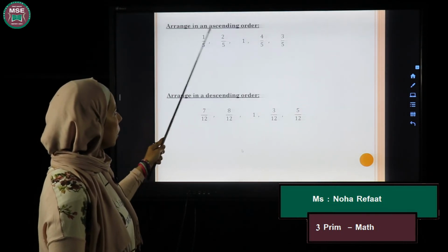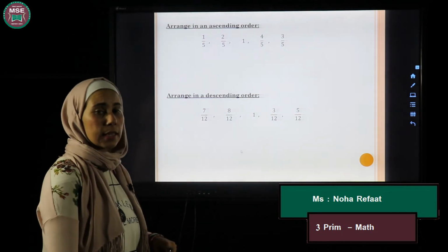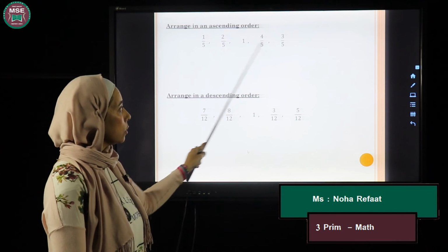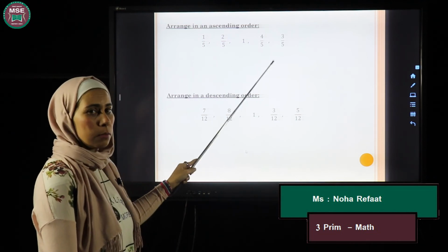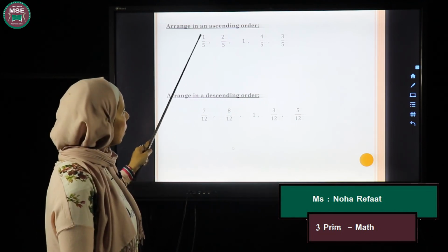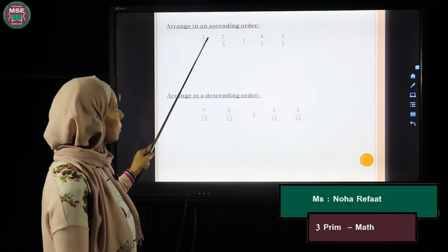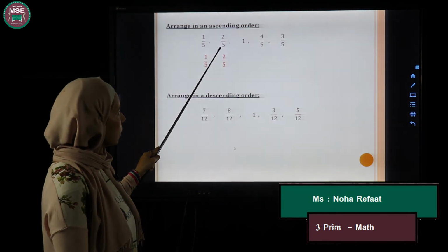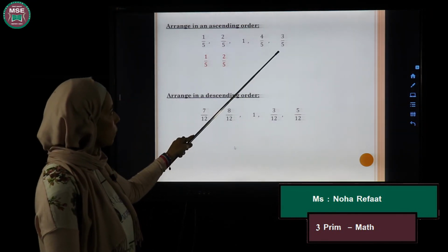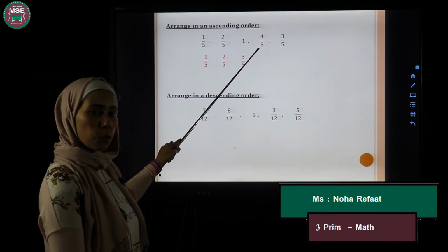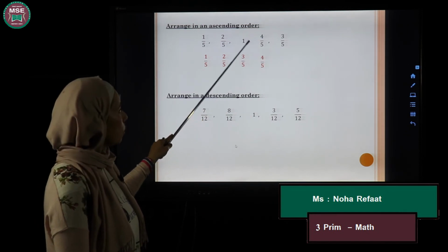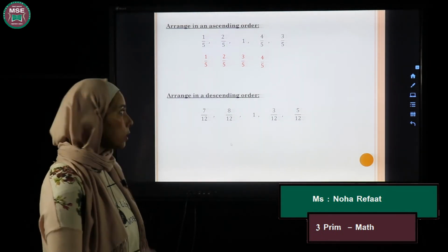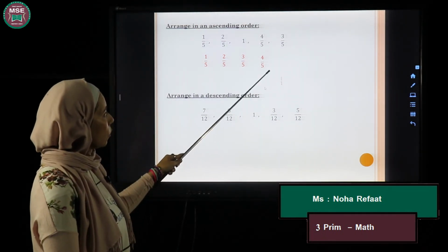Here we are going to arrange in ascending order. Remember, ascending is from the small number to the big number. When we see that the denominators are the same, we arrange them like real numbers. The smallest one is 1/5, then the next one is 2/5, then we will put 3/5, and next the 4/5. And remember, the whole one is bigger than any fraction, and also the whole one equals 5/5, so the biggest number is 1.